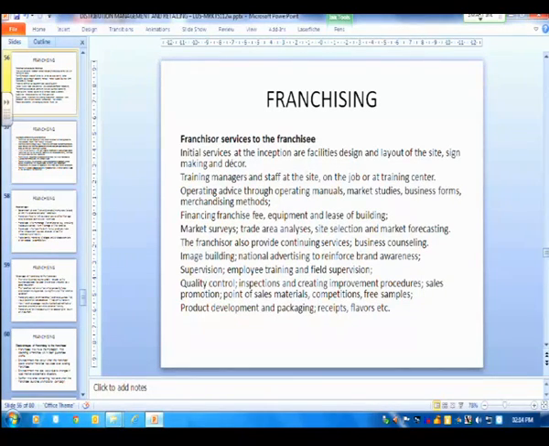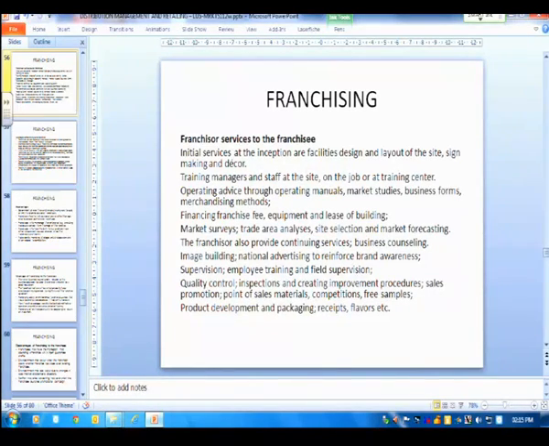Franchisor services to the franchisee. Initial services at the inception are facilities design and layout of the site, sign making, and decor. Secondly, training managers and staff at the site, on the job, or at the training center, and then operating advice through operating manuals, market studies, business forums and forms, mechanizing methods, and then financing: franchise fees, equipment and lease building, market surveys, trade area analysis, site selection, and market forecasting.